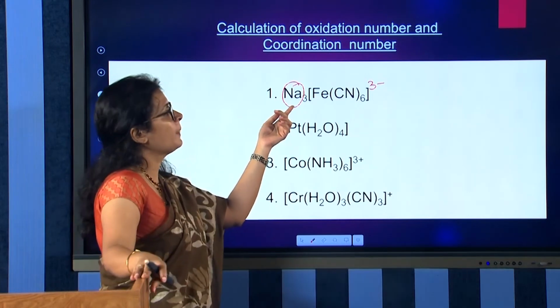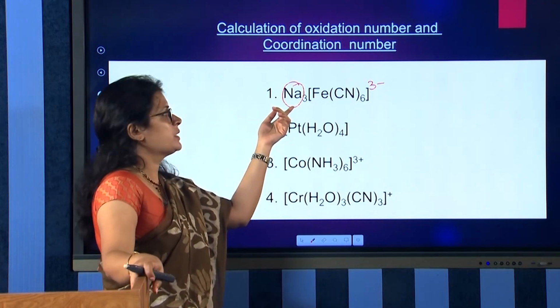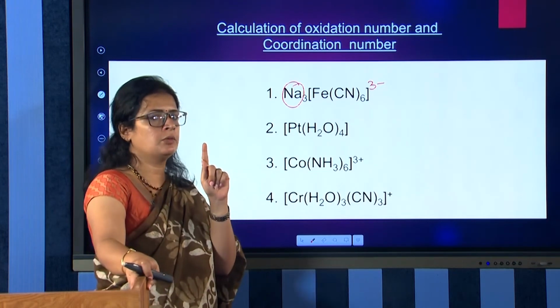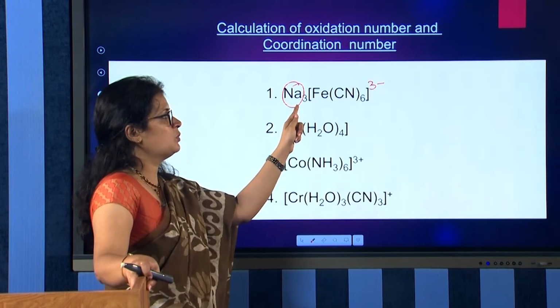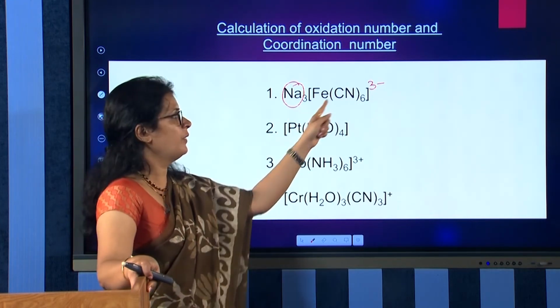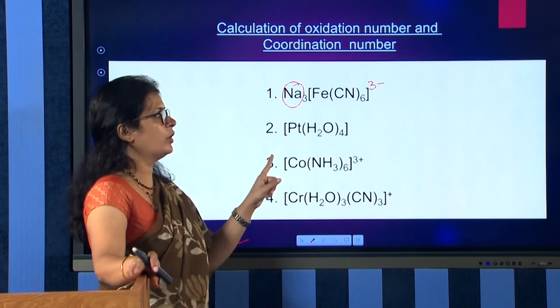Again I repeat. So how many sodium ions are there? 3 sodium ions are there. Each sodium ion has a charge of +1. So +1 into 3 means +3. To neutralize +3, you have to add 3- to the coordination sphere.